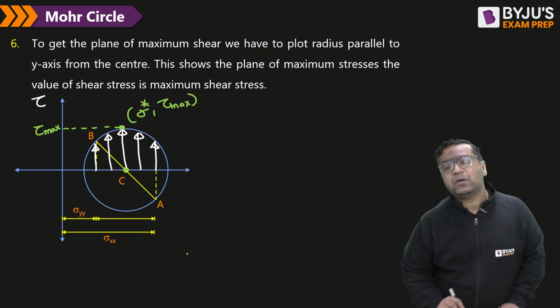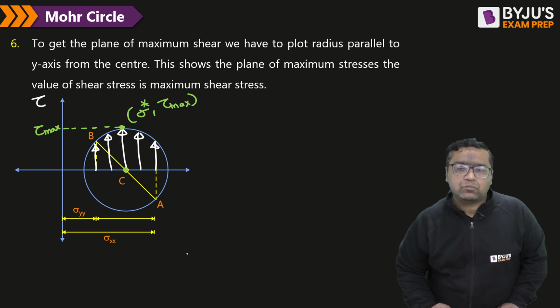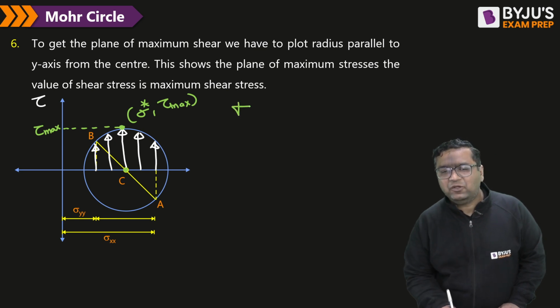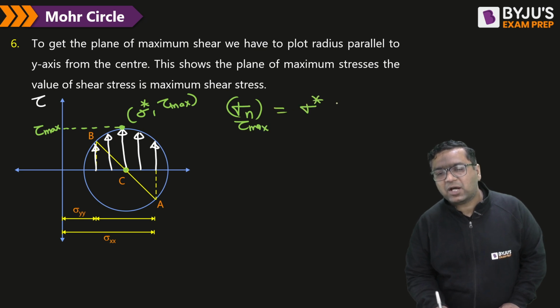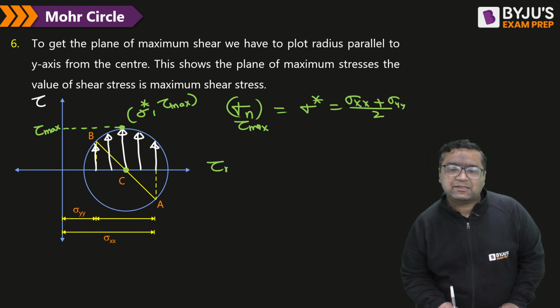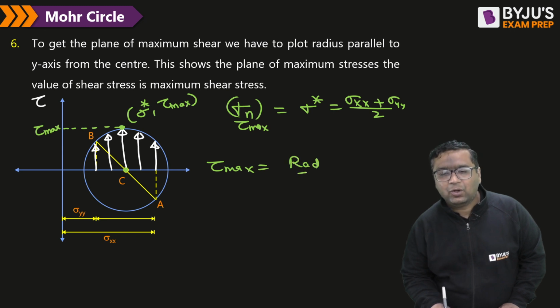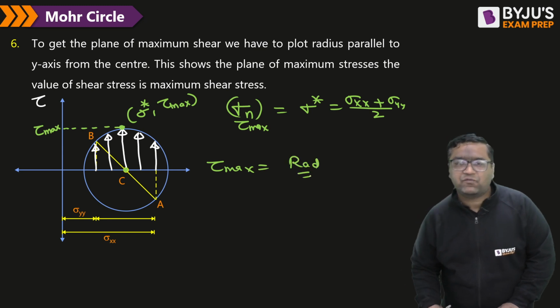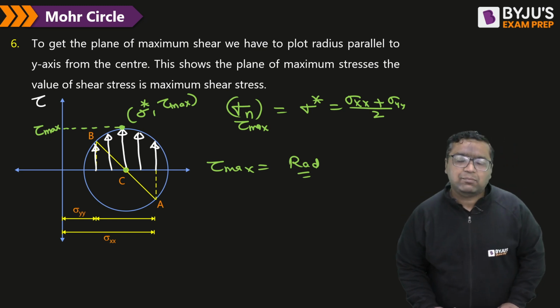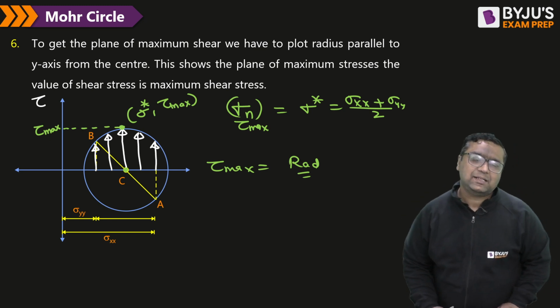Sometimes they ask you the question: what is the value of normal stress at the plane of maximum shear? So my dear, the value of normal stress at the plane of maximum shear is given as sigma star, which is sigma xx plus sigma yy by 2. And if someone asks you what is tau max, it is very easily written as the radius. You already have the two expressions of radius, one in terms of sigma, other in terms of xx and yy.